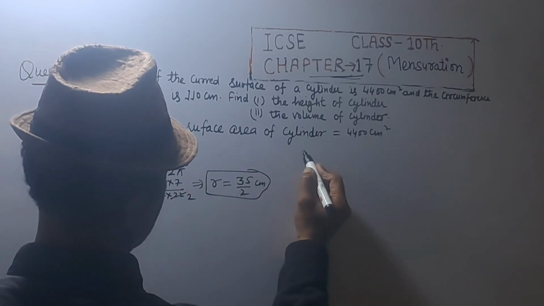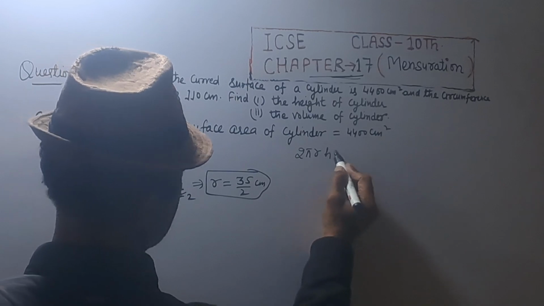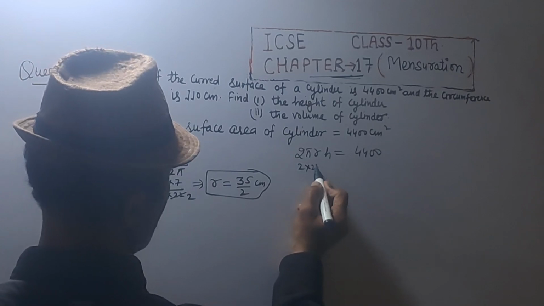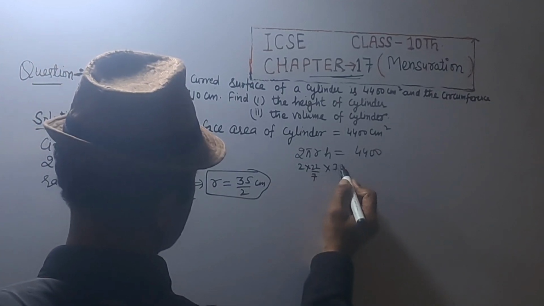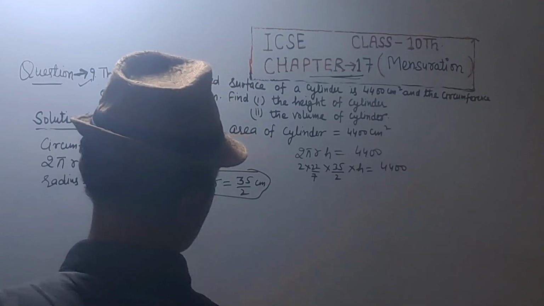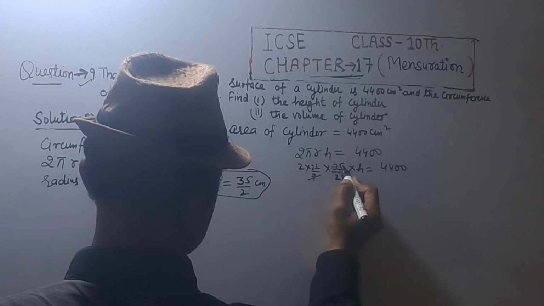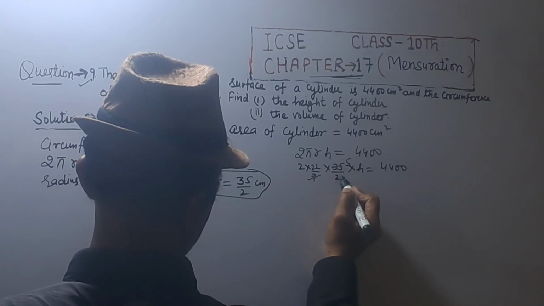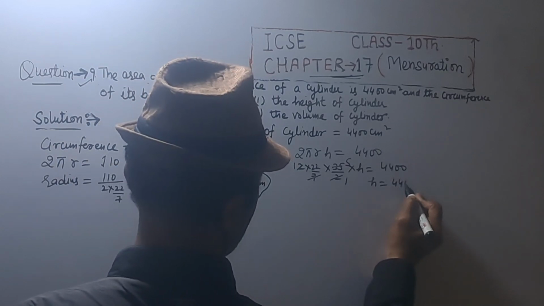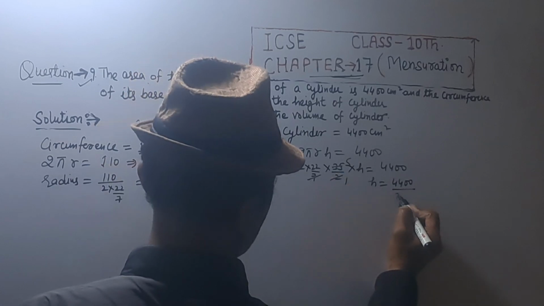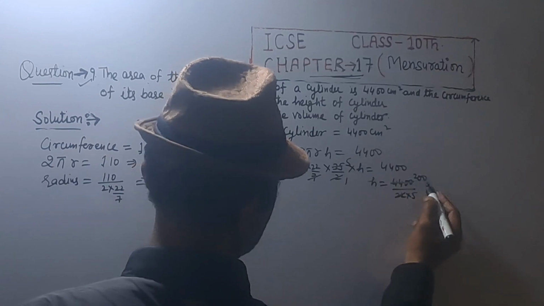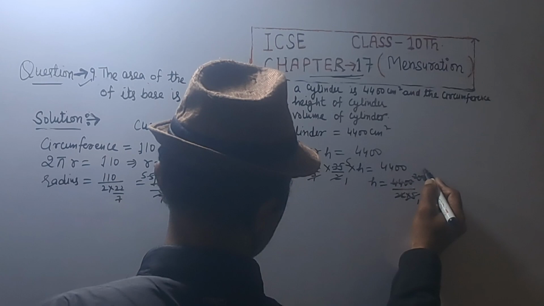And curved surface area of cylinder is equal to 2 pi r h, that is 4400. 2 into 22 upon 7 into radius is 35 upon 2 into h, that is equal to 4400. 7 5s are 35, 2 is cancelled, and h is equal to 4400 divided by 22 into 5. 22 2s are 4400. 5 1s are 5, 5 4s are 20.